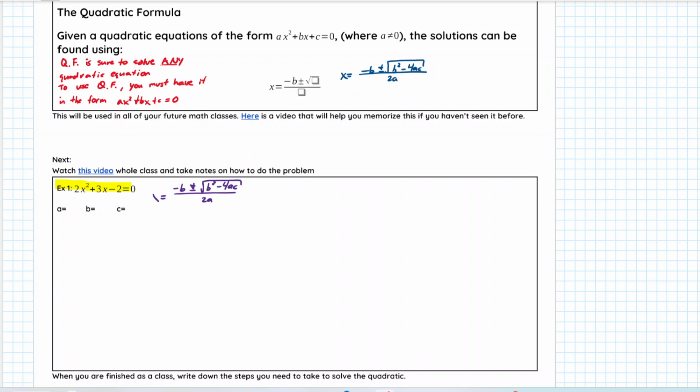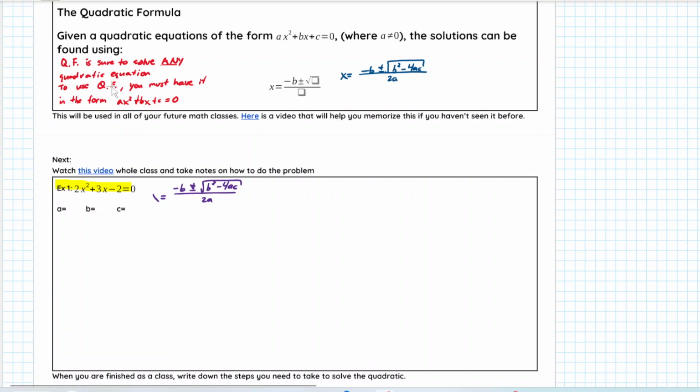Hey everyone, this video is going to be on the quadratic formula. So, we've seen a bunch of different ways to solve quadratic equations. One of the surefire, always possible methods to solving a quadratic equation is using the quadratic formula. The quadratic formula is sure to solve any quadratic equation.